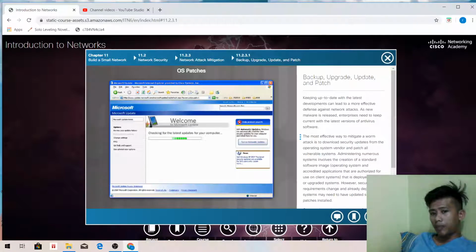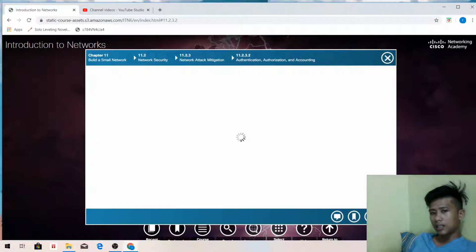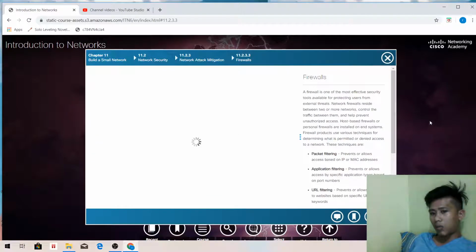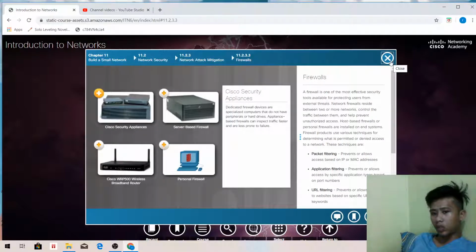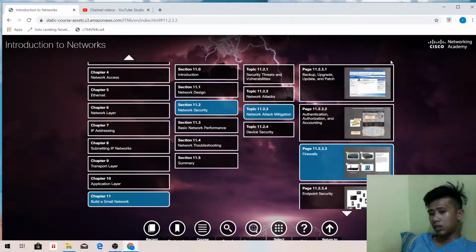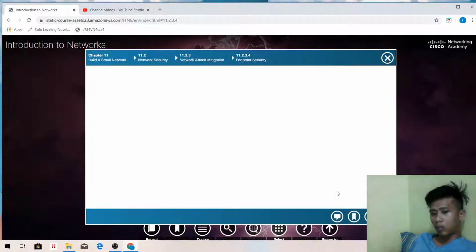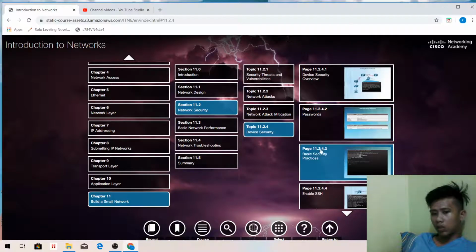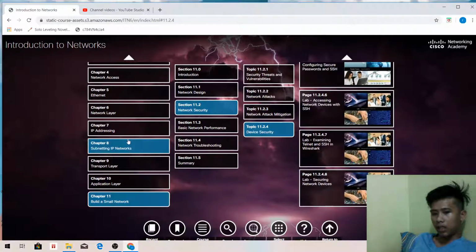Backup, upgrade, update, and patch. We're going to keep up to date with the latest developments, which can lead to more effective defense against network attackers or the attacks. The authentication, authorization, and accounting. Firewalls are the most effective security tools available for protecting users from external threats and a lot more. And endpoint security and device security, passwords, basic security practices, and a lot more.